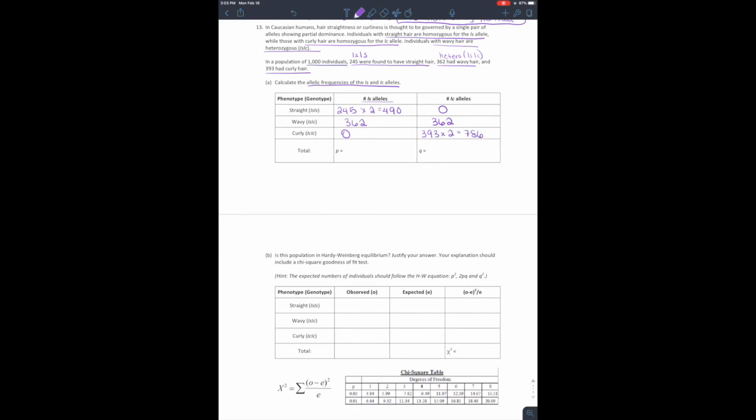So let me just go over real quick where these numbers came from. IS alleles is the first thing that I looked for. To be straight, you have 2 IS alleles. So that's why I multiplied it by 2. In order to be wavy, you just have 1 copy. So that's why the number stayed the same. To be curly, you don't have any. So that's why it's 0.